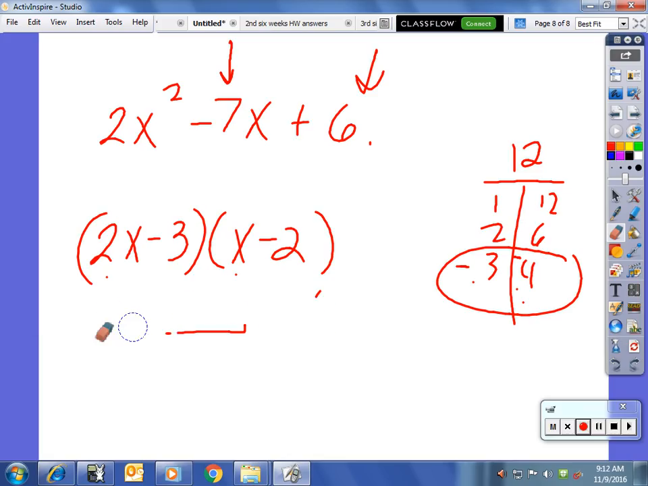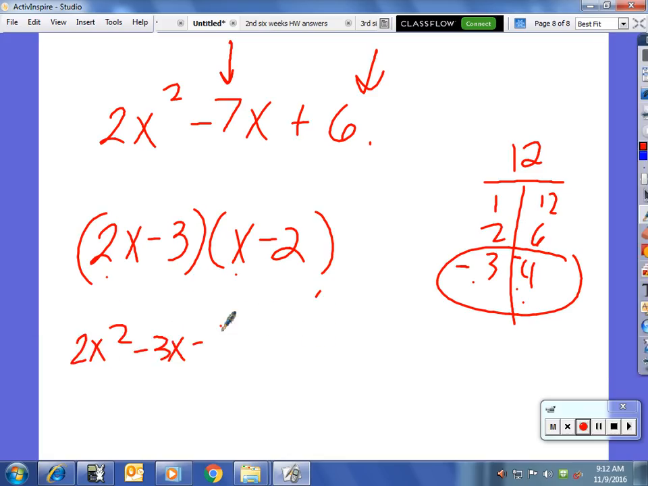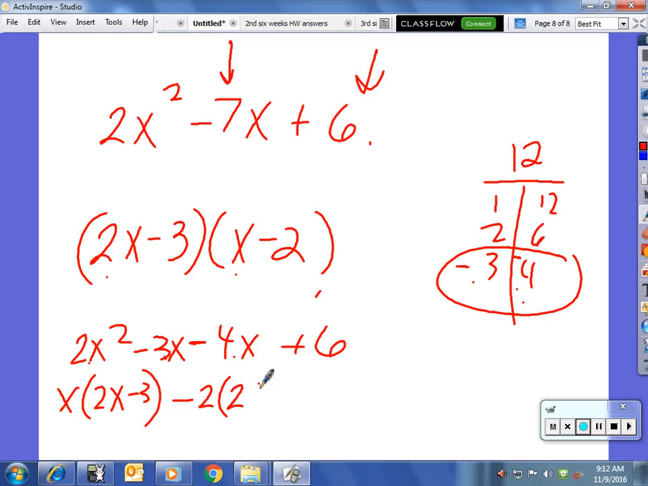Okay, so 3 and 4 was the winner, so we rewrote that as 2x squared minus 3x minus 4x plus 6. The GCF on the first two looks like x, and you're going to be left with 2x minus 3. I've got a negative sign here, so I'm taking out a negative GCF of what? Of 2, and you'd be left with 2x minus 3, sure enough. And then you take out that 2x minus 3, and you're left with x minus 2.